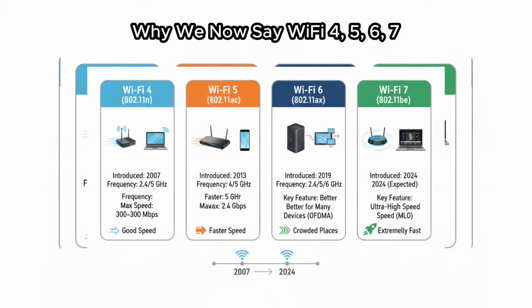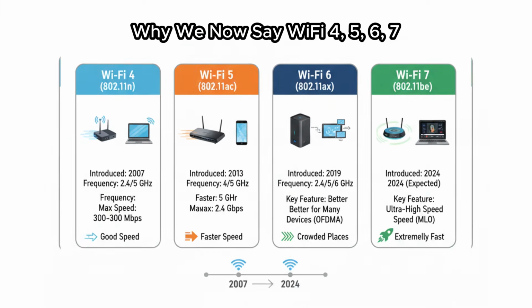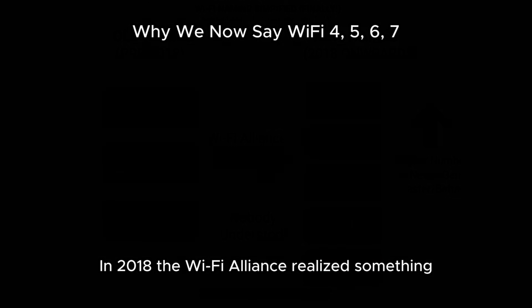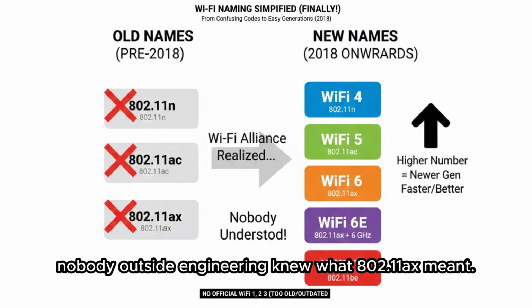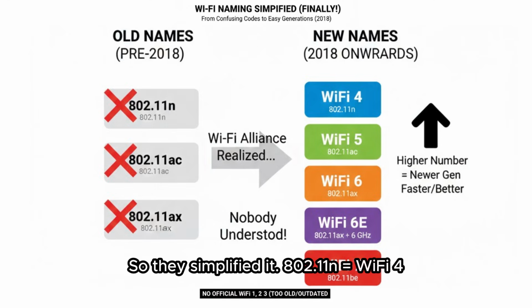Why we now say Wi-Fi 4, Wi-Fi 5, Wi-Fi 6, and Wi-Fi 7. In 2018, the Wi-Fi Alliance realized something. Nobody outside engineering knew what 802.11ax meant, so they simplified it.